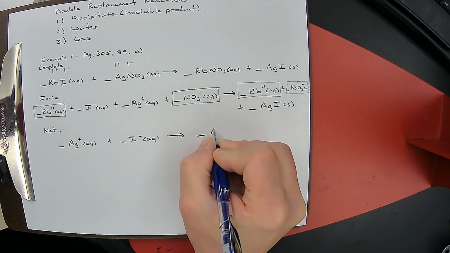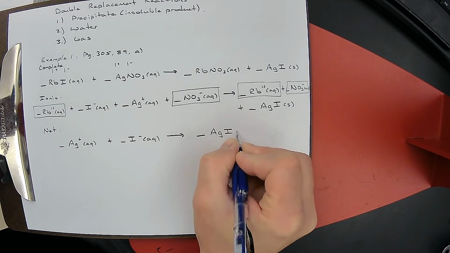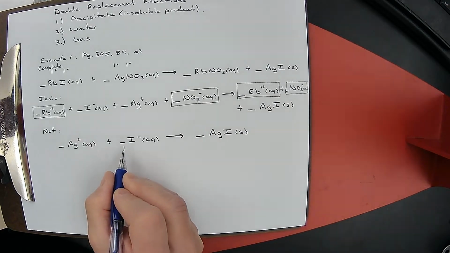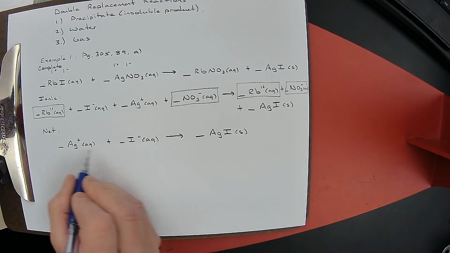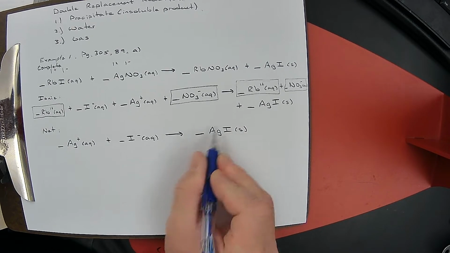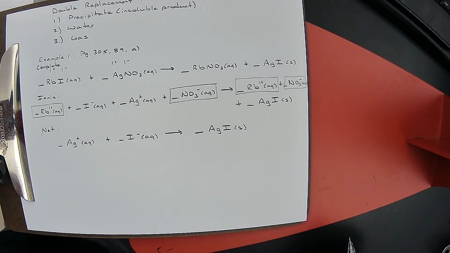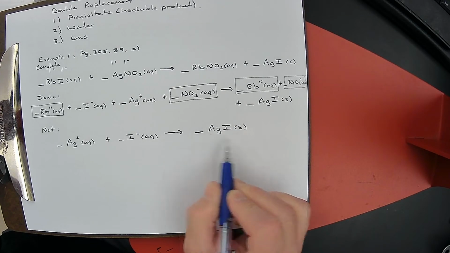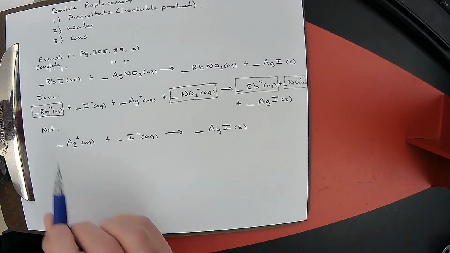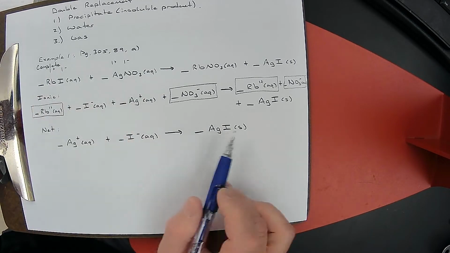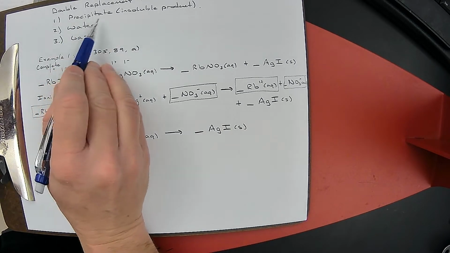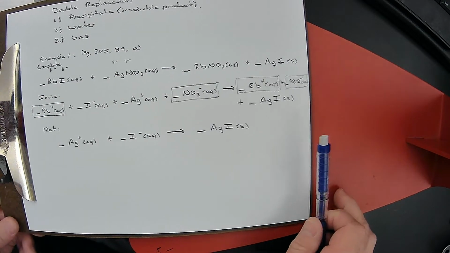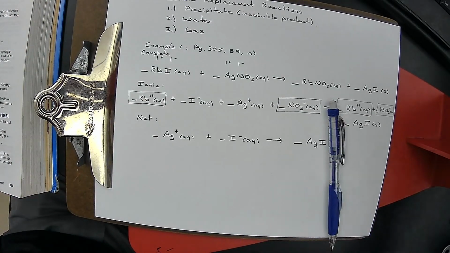So we end up with the net ionic as being this, Ag plus I minus in aqueous solutions, turning into AgI as a solid. This is an example of an insoluble precipitate being formed, a solid precipitate that's insoluble. That's the first type of double replacement reactions that exist.